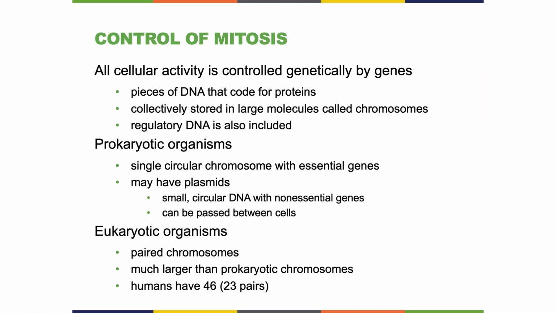23 that you got from your biological mother, 23 you got from your biological father. Okay, there are some humans that have maybe a few more or a little bit less, but the vast majority of humans have 46, 23 pairs. Our chromosomes are huge compared to the prokaryotic chromosomes because we have many, many more genes.